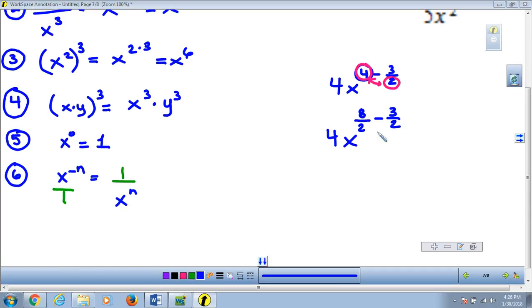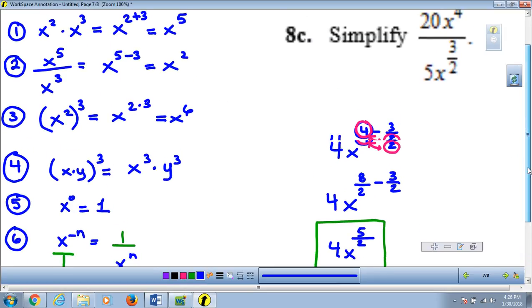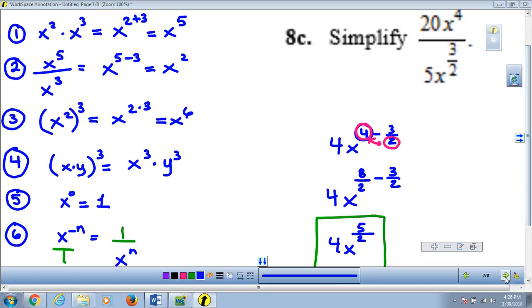So now you have x raised to the 8 halves minus 3 halves. All you have to do is subtract the top numbers. 8 minus 3 is 5. The denominators never subtract from one another. You just write it down. You just pass the denominator down. So that would be your simplification, 4x raised to the 5 halves. Okay? So you need to study these rules very well, because at any point you may have a problem dealing with that.